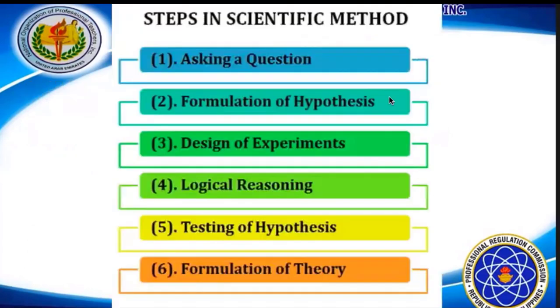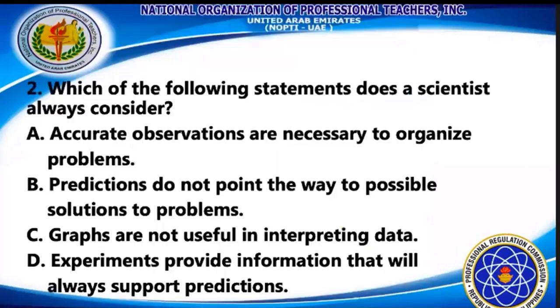So the steps in the scientific method: first you pose the question, ask a question, identify the problem. Afterwards, formulate the hypothesis. And then design the experiment, then logical reasoning, test the hypothesis, and last is formulation of theory or conclusion. Okay? So, did you get the correct answer? Next, let's proceed. Number 2.